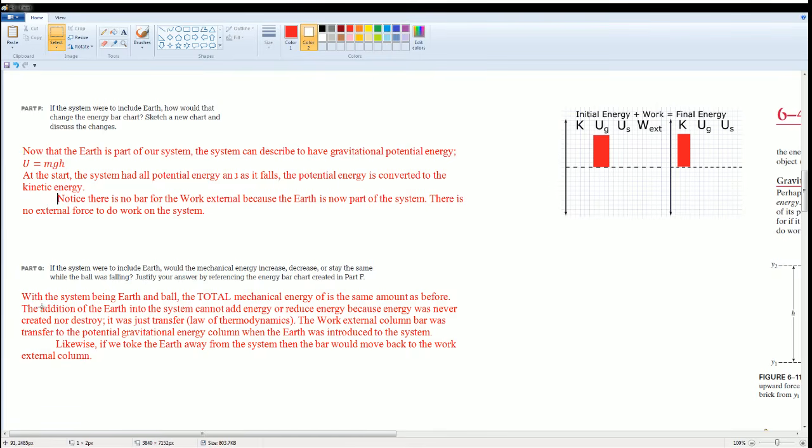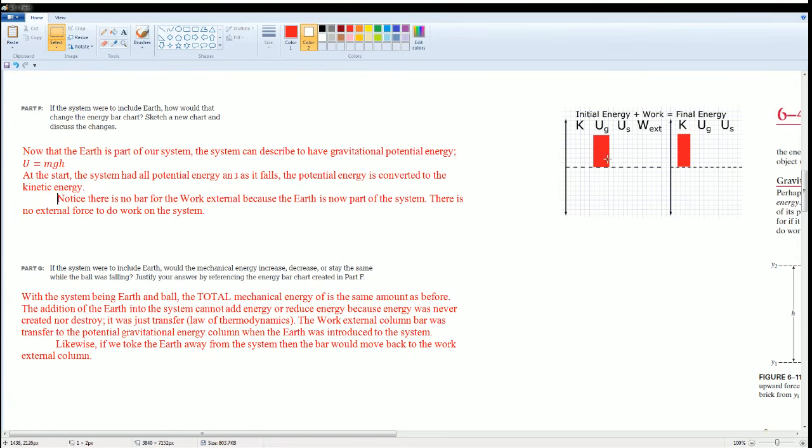With the system being Earth and ball, the total mechanical energy is the same amount as before. The addition of the Earth into the system cannot add energy or reduce energy because energy was never created nor destroyed. It was just transferred, the law of thermodynamics. How it was transferred is that the work energy column here, bar, was transferred to the potential energy column when the Earth was introduced into the system.